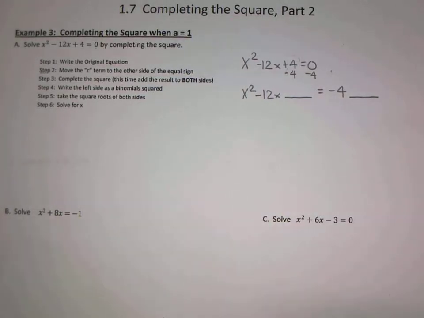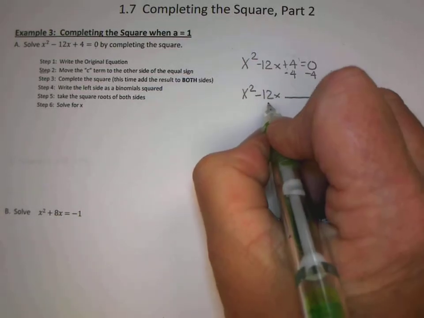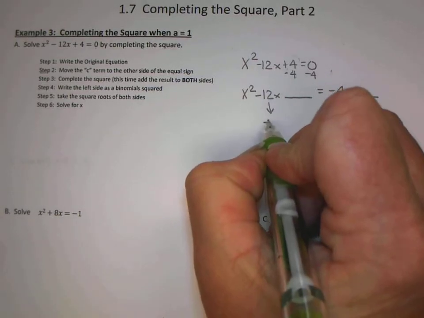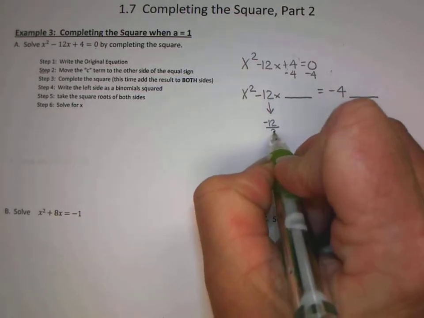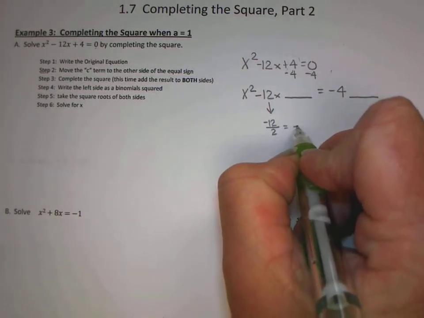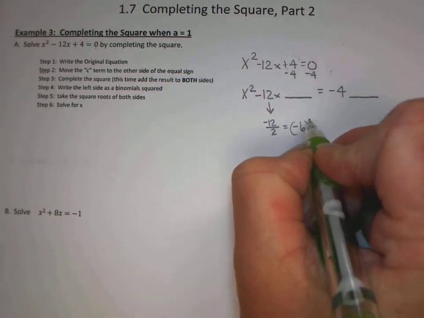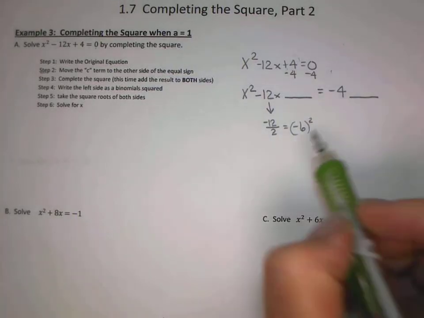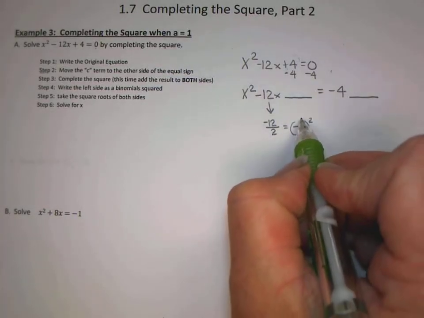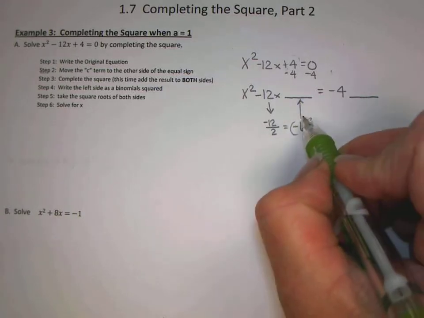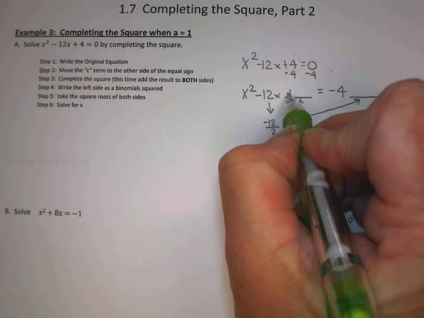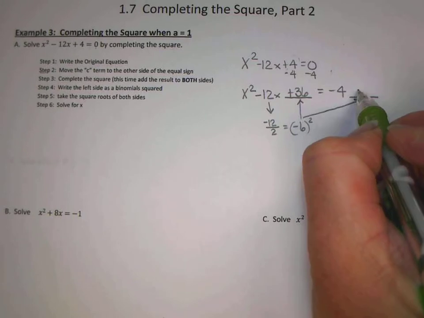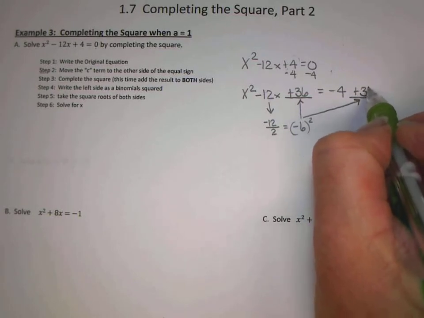Now you're going to complete the square just like you did in the first part. You're going to bring down b, which is negative 12. You're going to divide it by 2, which is negative 6. Then you're going to square it, which is positive 36. And then you're going to add it here, but you're also going to add it here. So positive 36 here, because what you do to one side, you do to the other.